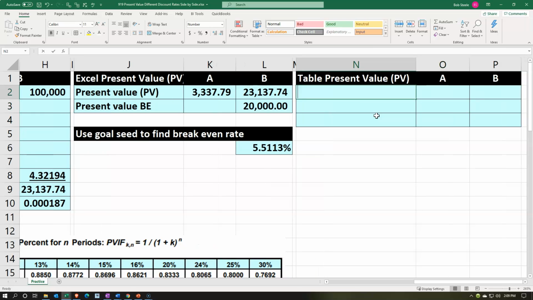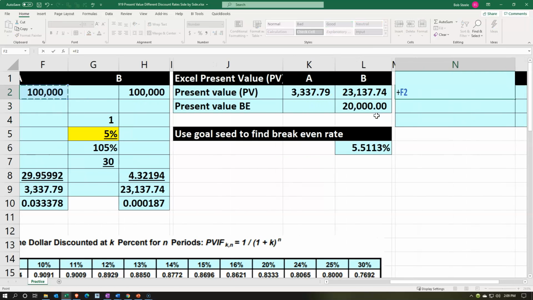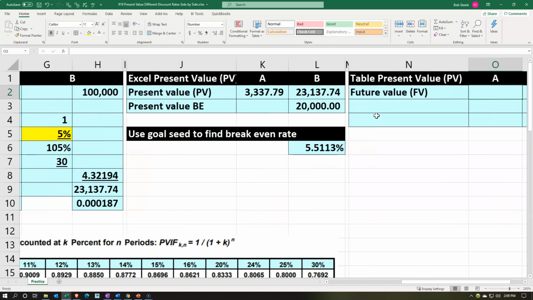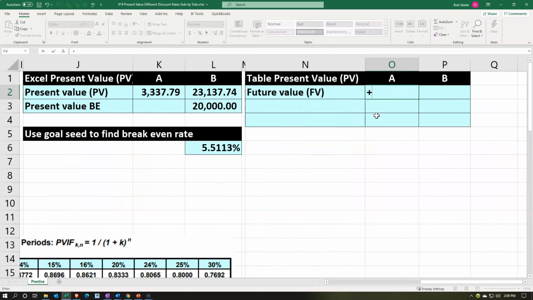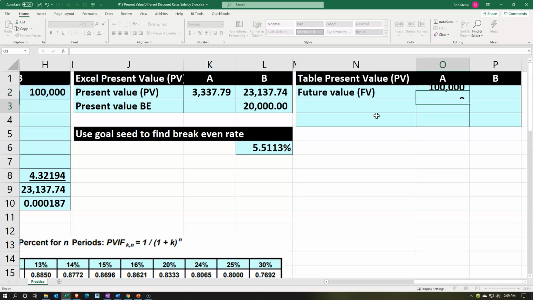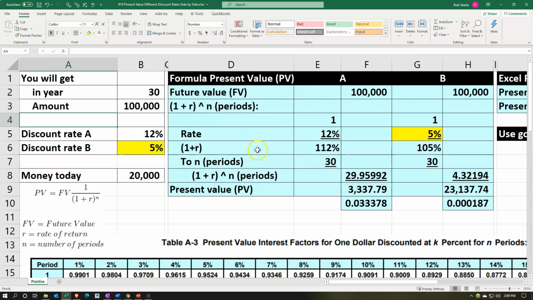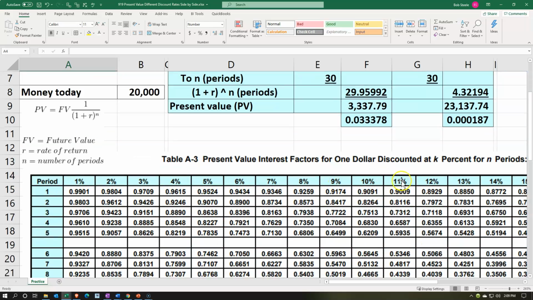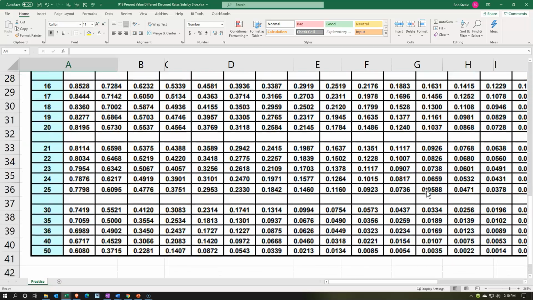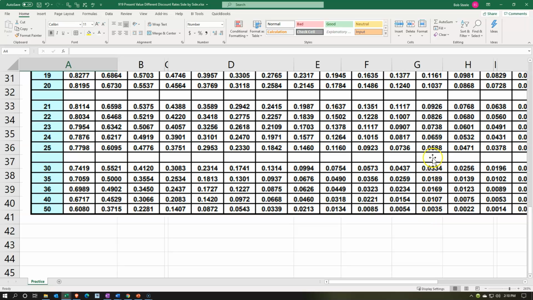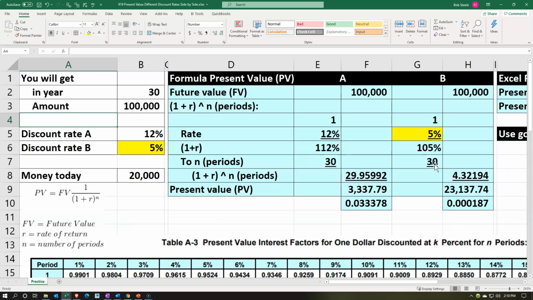Let's do it one more time with the tables. So now we'll use the tables. We're going to say, all right, let's start with the future value here on the table. The future value is going to be that 100,000, same starting point for both sides of the table. Then we're going to pick up the table amount. And so the first one was 12%, 30 years. That's like all the way at the bottom. No, it's not at the bottom. It's right there. 0.0334.